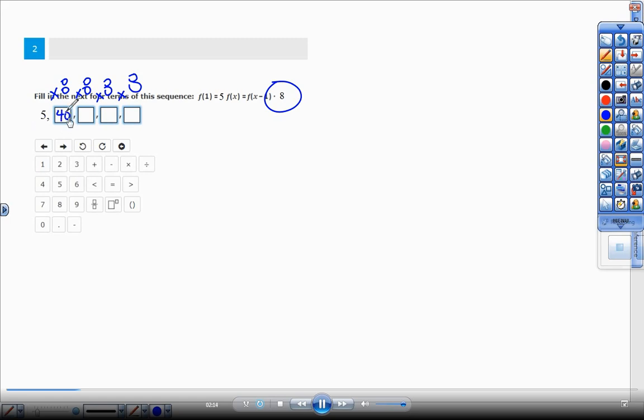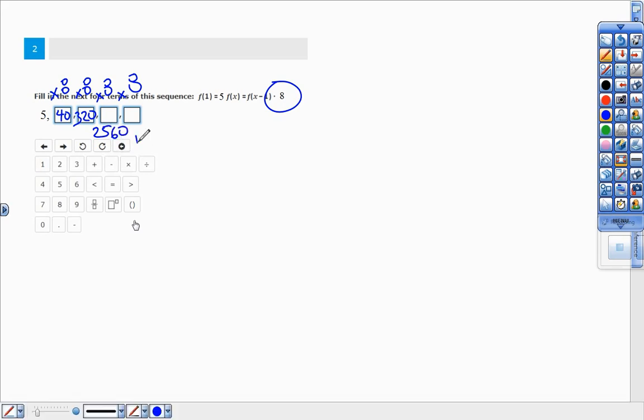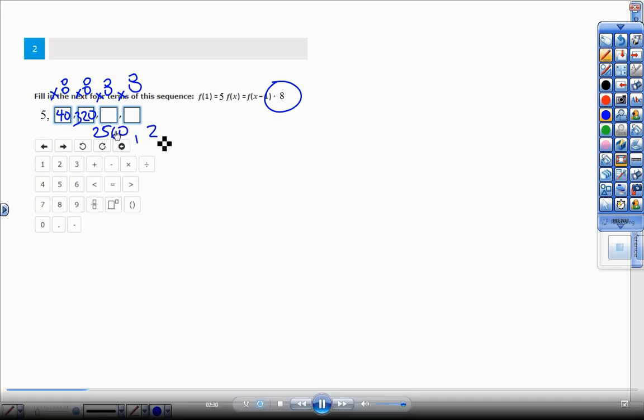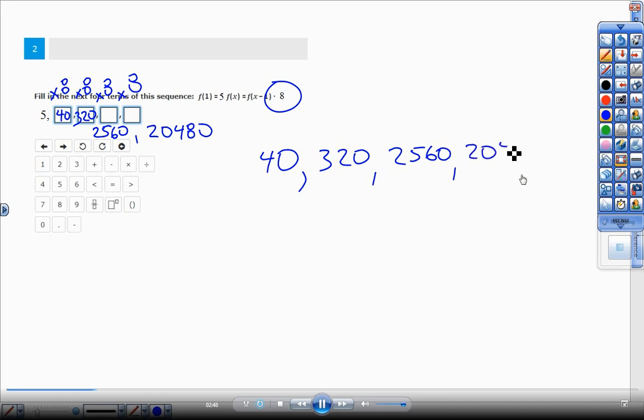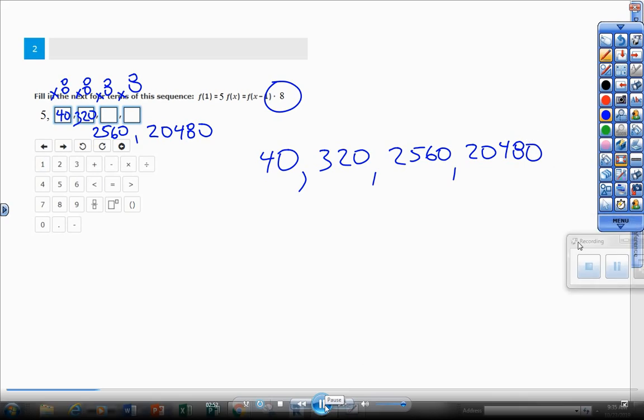5 times 8 is 40. 40 times 8 is 320. 320 times 8 gives me 2,560. And then that times 8 gives me 20,480. And again, make sure you're giving me the next 4 numbers. Don't stop short. Don't stop at 2,560. That's only the next 3. Give me all 4 next terms. There they are right there for this problem.